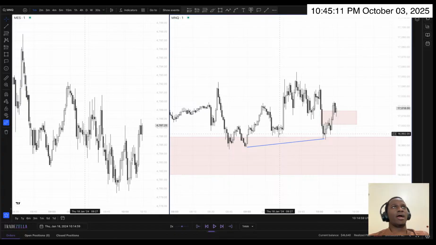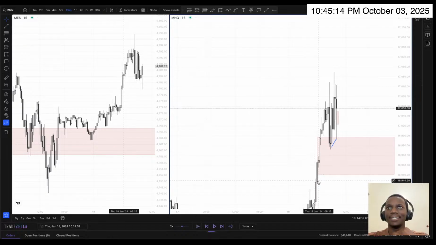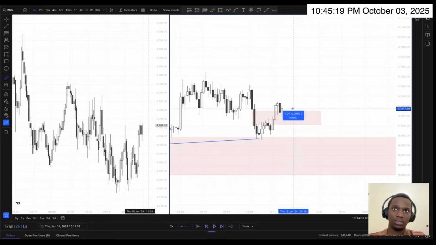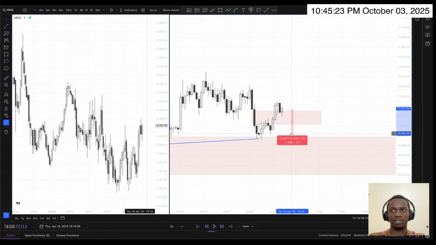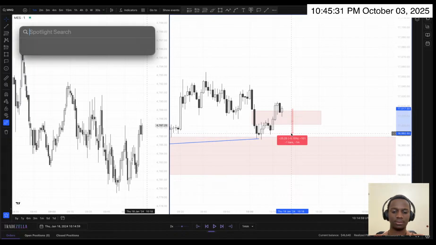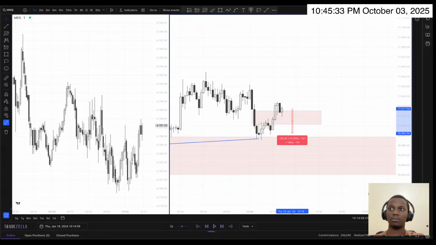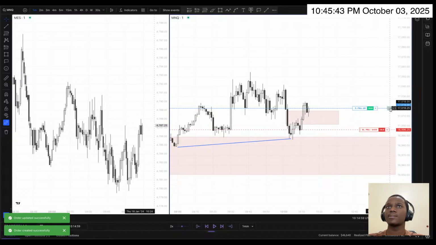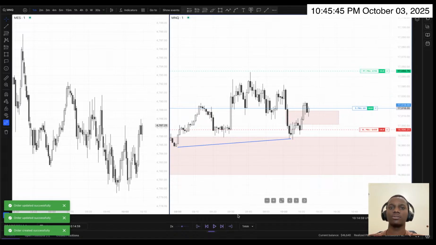Oh, let's check the 15. Okay, so it's like we're trying to push higher. Anyways, got around 25 handles. So 25 handles. How much are we gonna risk? Let's risk 500. 500 over 50, that's 10. One full would buy it. Sure, low hanging fruit.